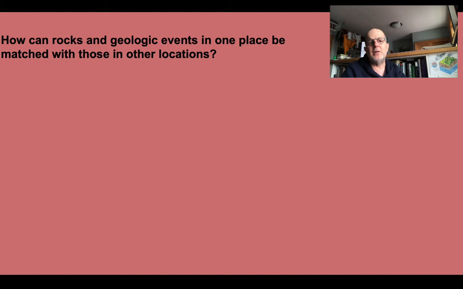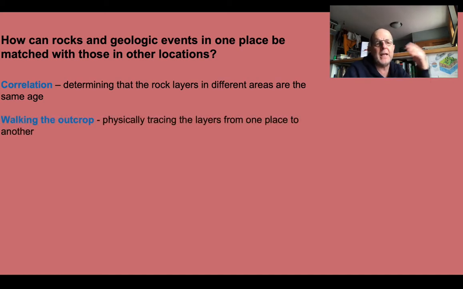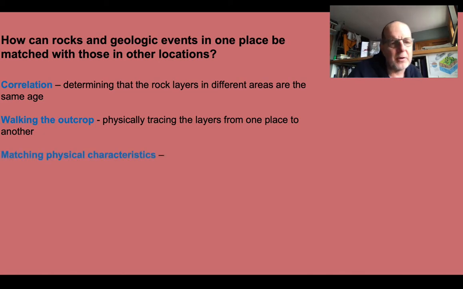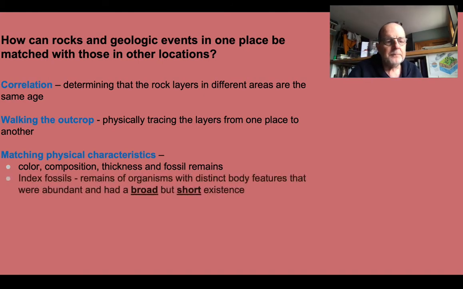How can rocks and geological events in one place be matched with those in other locations? Well, that's what we were just talking about in a way. You correlate. You determine that the rock layers in different areas are the same age. You walk the outcrop. You physically trace the layers from one place to another. You match physical characteristics: color, composition, thickness, fossil remains, how it's tilted, how it's dipping over a large area. The index fossil: remains of organisms with distinct body features that were abundant and had a broad but short existence. I'll give you an example of that in a minute.